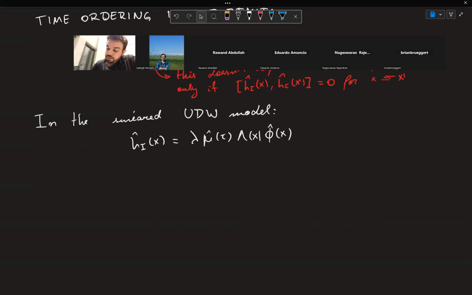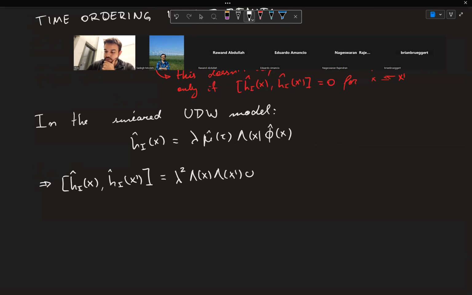Okay, nice. So here, if we want to compute the commutator of H_I with itself at different spacetime events, we'll find that for spacelike separated points, the field will commute with itself. Lambda is just a scalar function, just a number, so it commutes with itself. So basically, you can take everything away from this commutator, including the field operators, assuming x is spacelike separated from x prime. But now we have this commutator here, which is mu of tau with mu of tau prime.